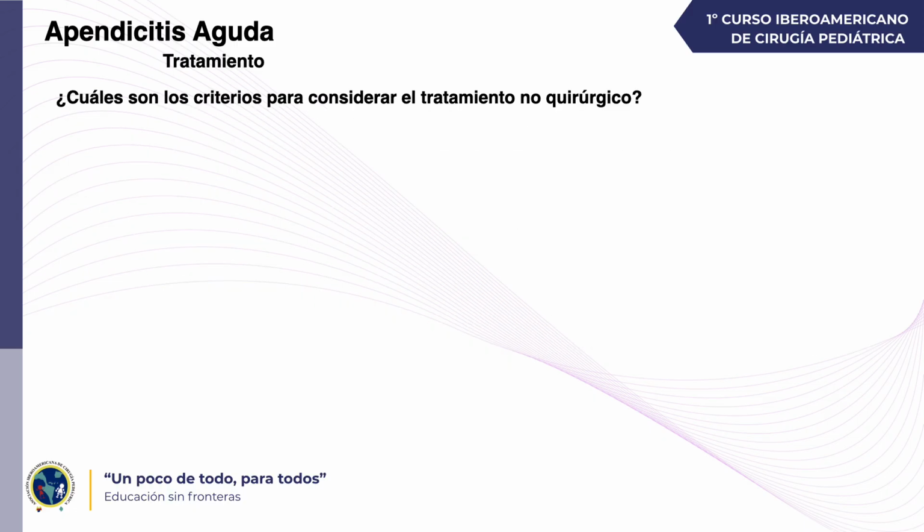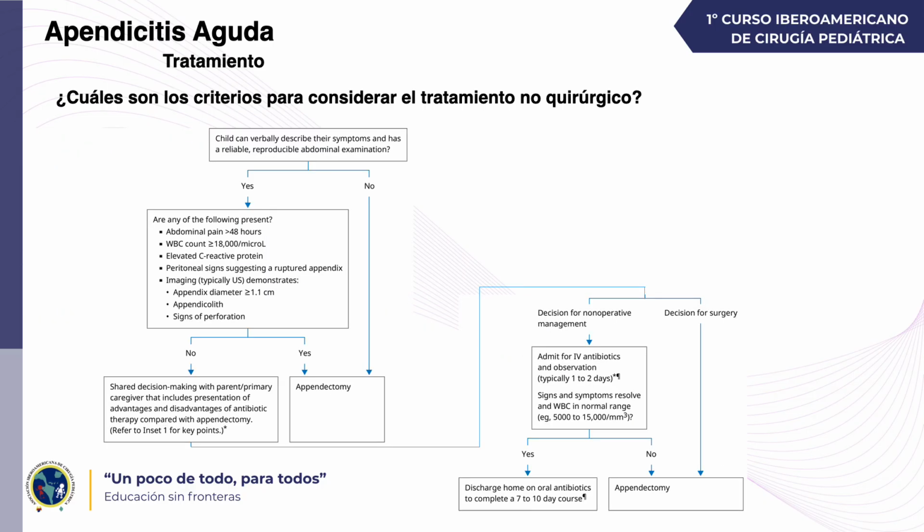So, when can we consider not offering surgery at all? These kids will be the ones that are in very good condition. We have an early disease; the symptoms started just a few hours ago. The family is reliable and there are no red flags, such as prolonged symptoms, high inflammatory markers, or worrisome imaging. These ones we can offer this. Otherwise, surgery will be the way to go.